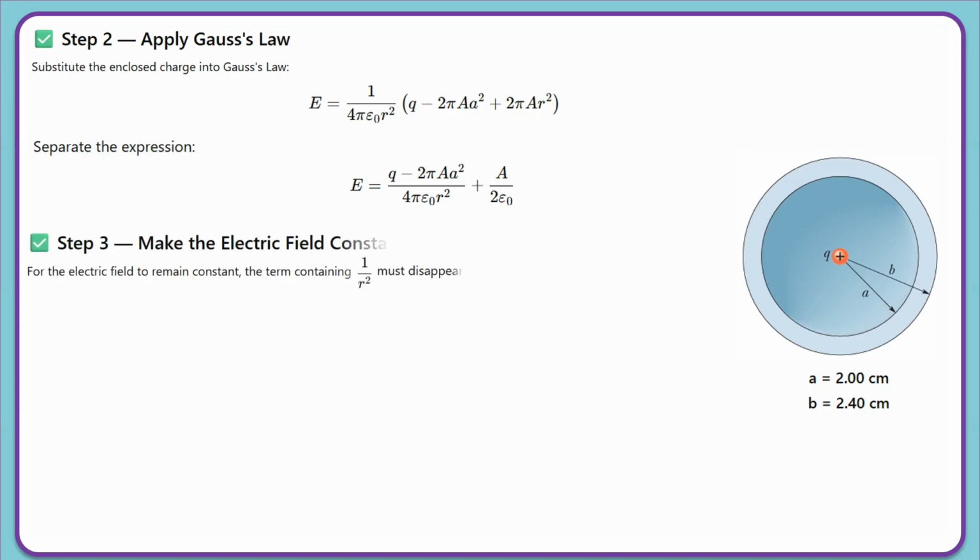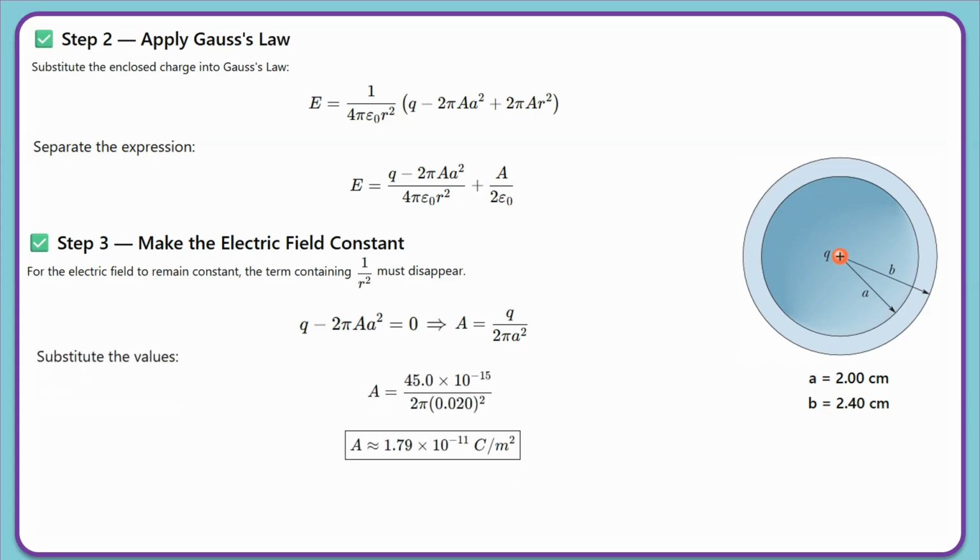Step 3. Make the electric field constant. Since a constant electric field cannot depend on r, the coefficient of the 1 over r squared term must be 0. Therefore, we write Q minus 2 pi A squared equals 0. Solving for A gives A equals Q divided by 2 pi A squared.